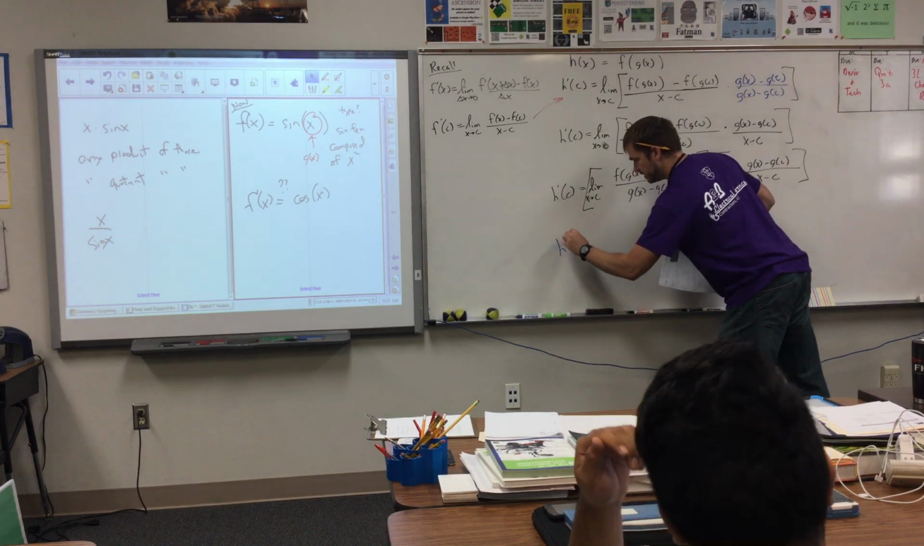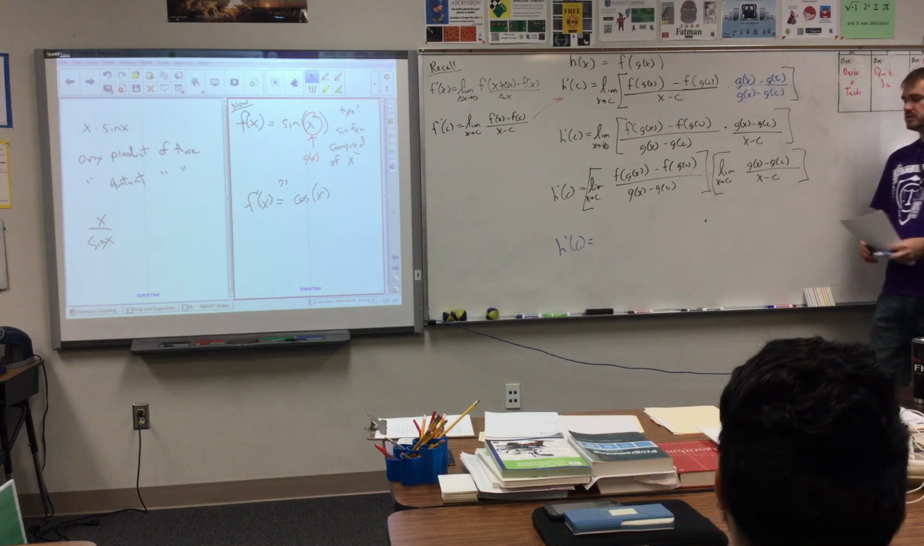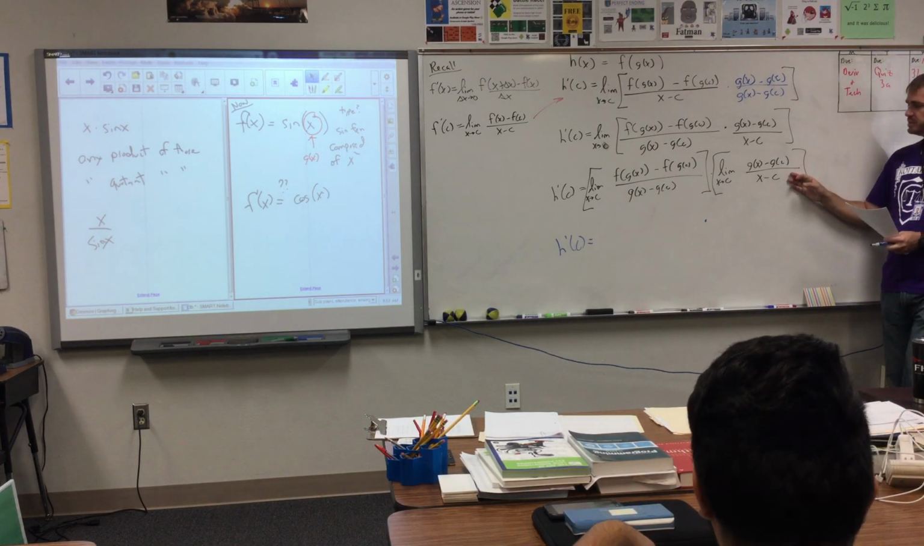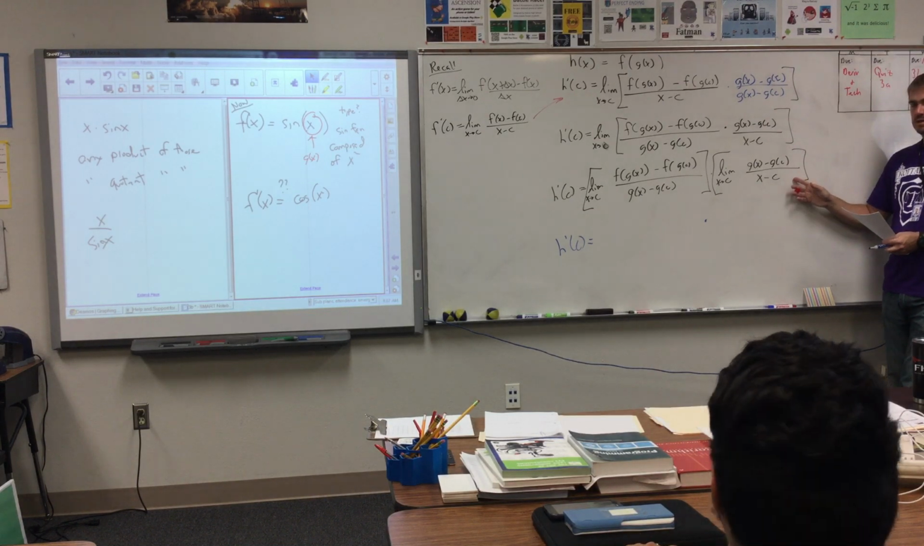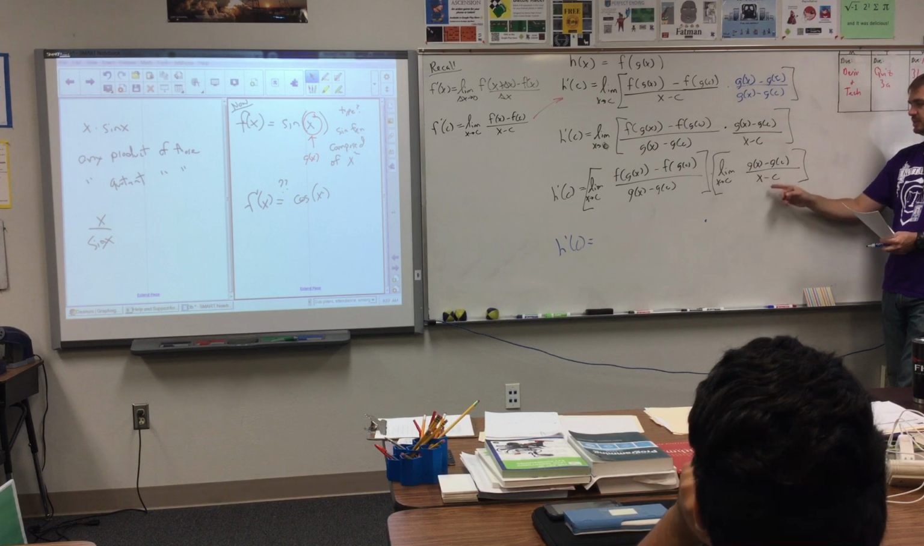Now we're going to do some careful examination here. I'll start off with the easy one. What does this look like, class? This one over this bracket here: the limit as x approaches c of g of x minus g of c over x minus c.